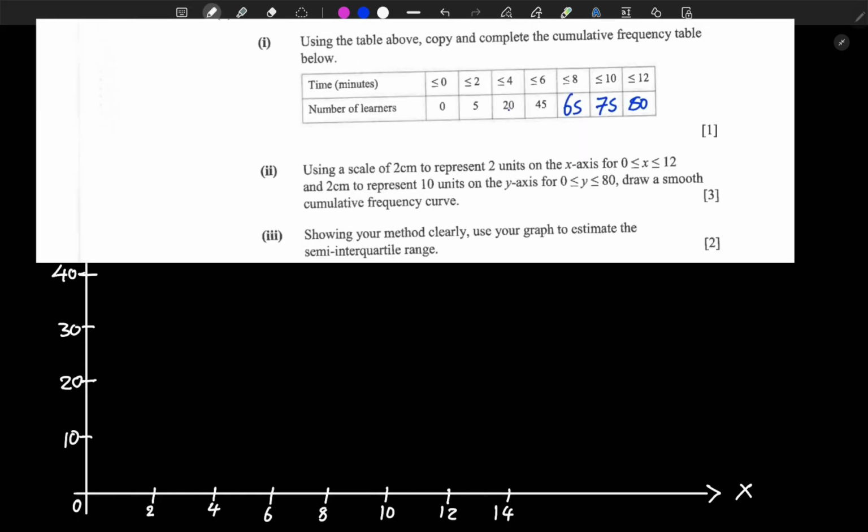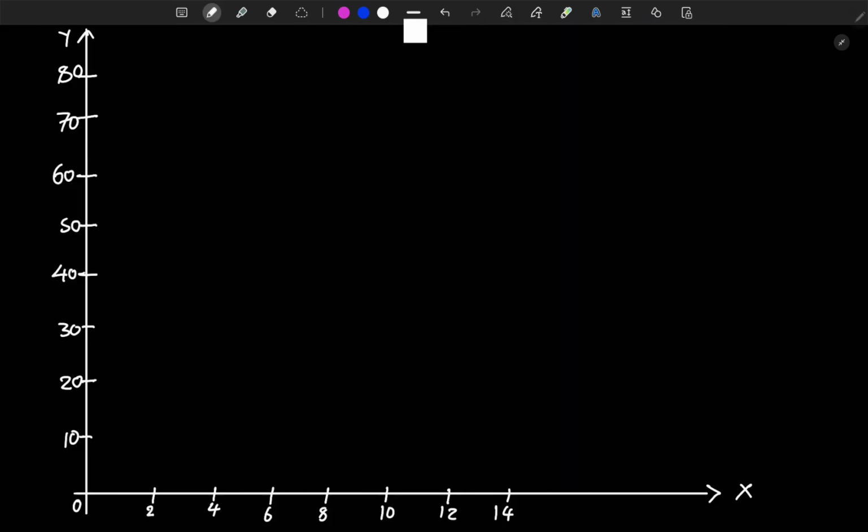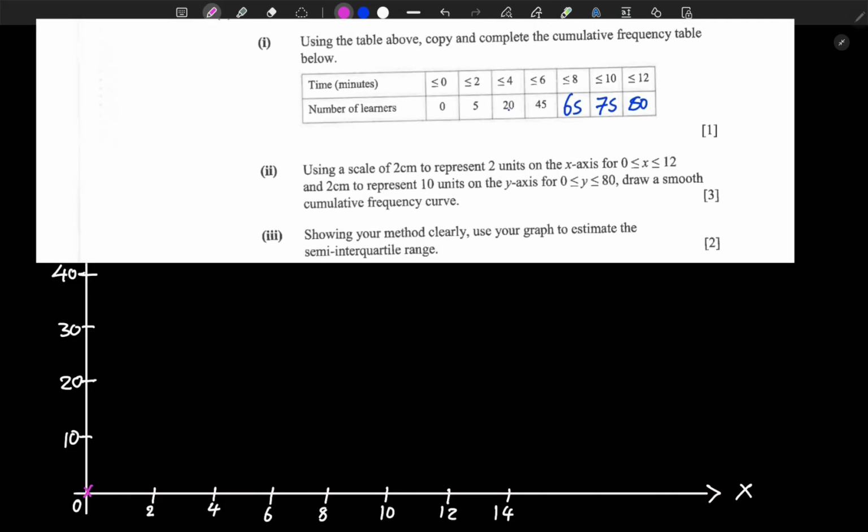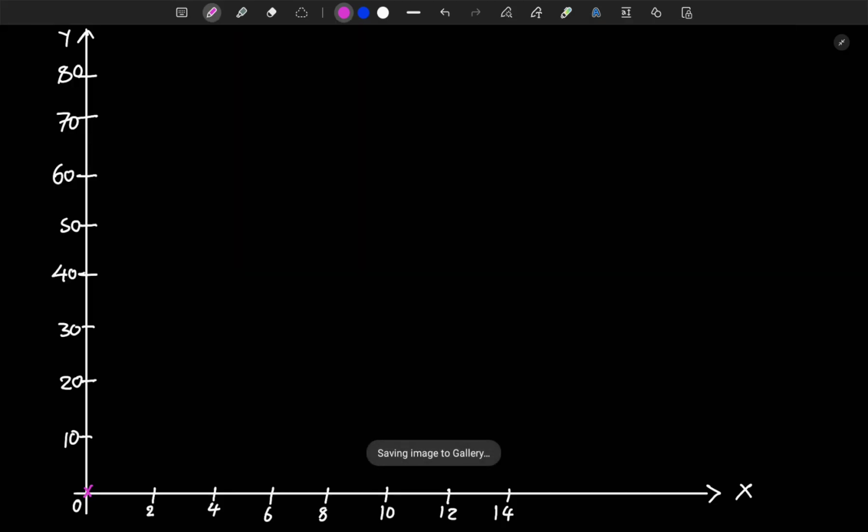Now let's look at the first pair of coordinates. The first pair of coordinates is 0, 0. So 0, 0 is here. You start from here. The second one is 5, 2. So 5 is somewhere here, so 5, 2 is somewhere here. It's half of this point here. But for the actual graph paper, you just have to count the small boxes, you just have to count up to 5.